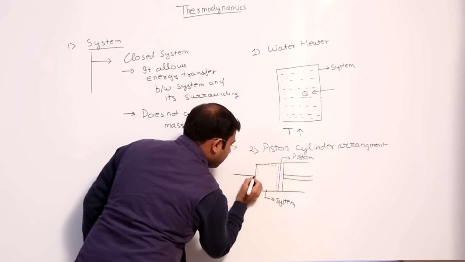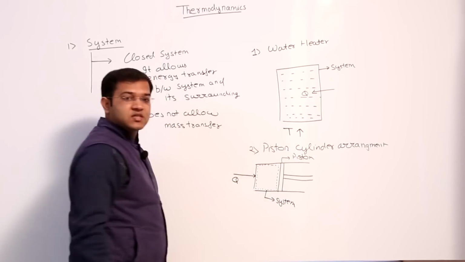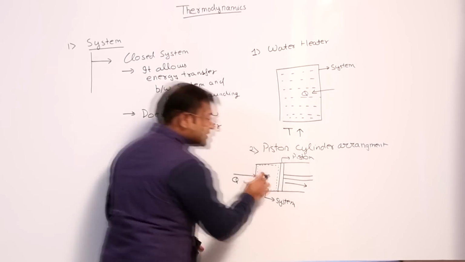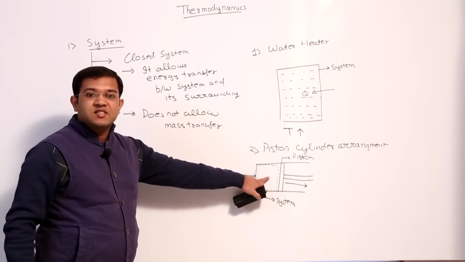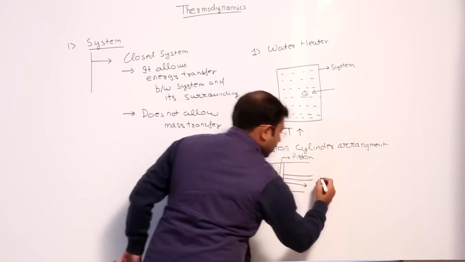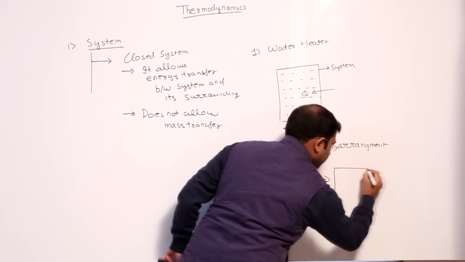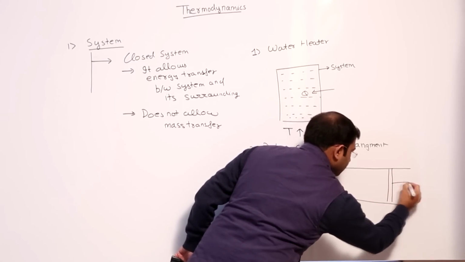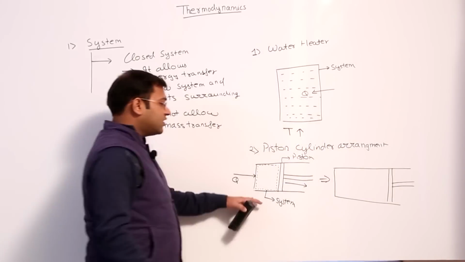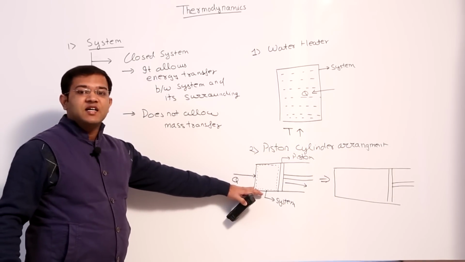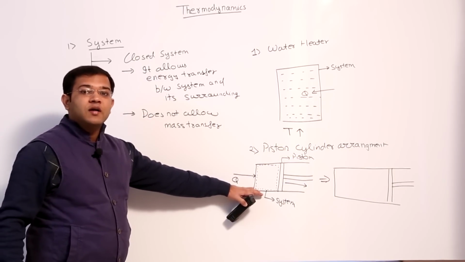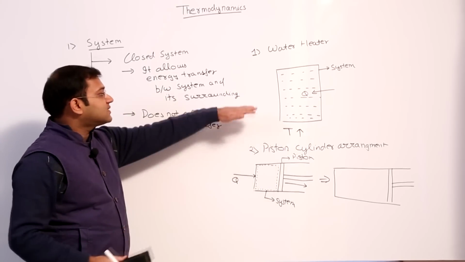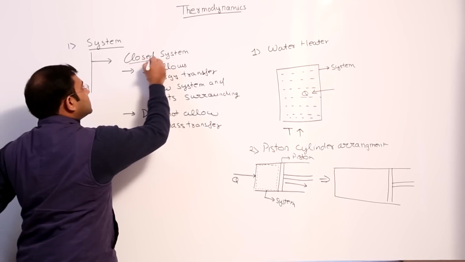Now we give heat to this region, what will happen? The piston will move this way, or the gases in this chamber, in our system, will expand. So what will happen? The final position of the piston is somewhere here, and here again we see that heat is getting transferred to the system, but there is no transfer of mass into the system or out of the system, and such a system is known as closed system.